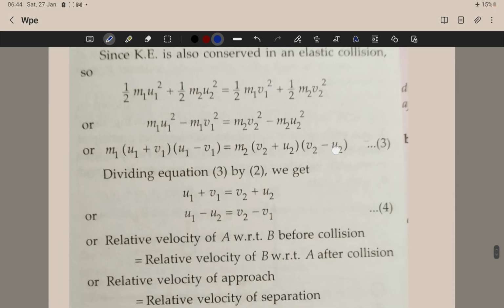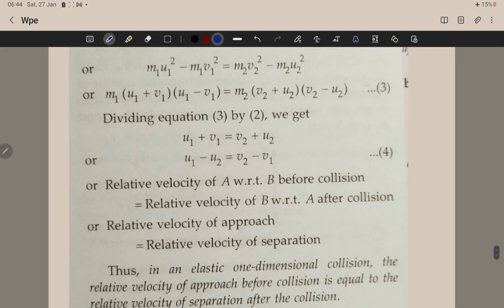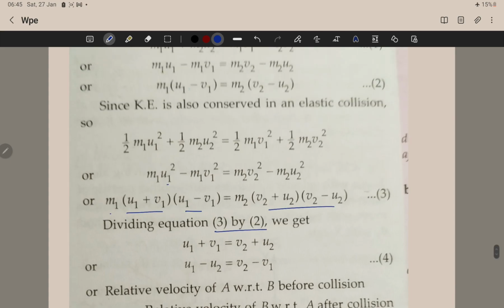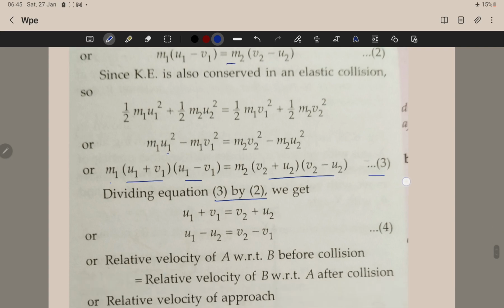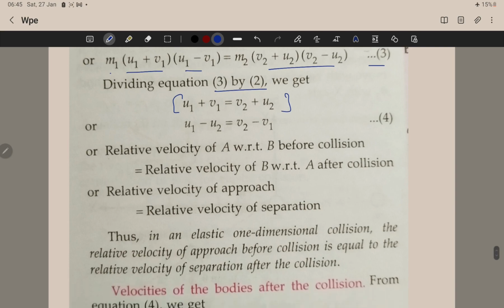So we take m1 common, and this becomes m1 (u1 square minus v1 square). We break it like a square minus b square, which is a plus b times a minus b. I think you know these things. Then we divide equation 3 by equation 2. If we divide, we get u1 plus v1 equals u2 plus v2. And if we take the u terms to one side, we get u1 minus u2 equals v2 minus v1.